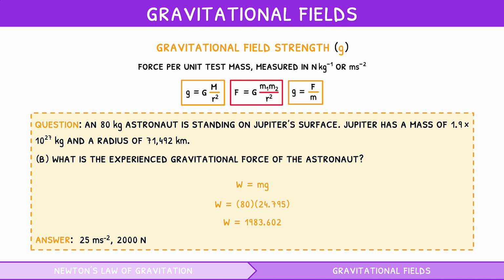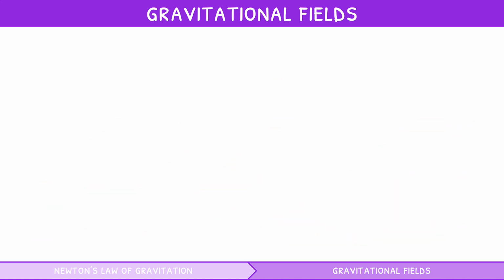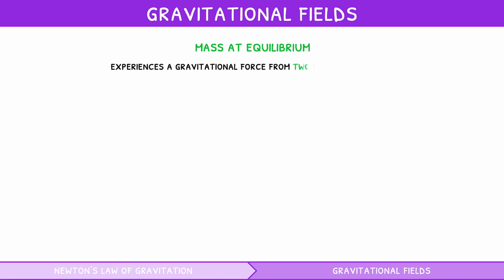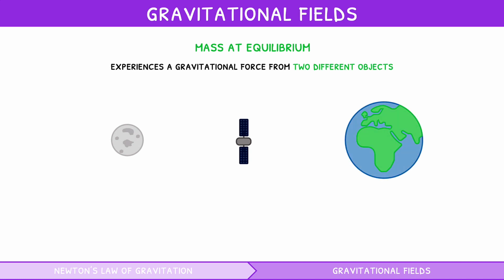Now you know how to calculate the experienced and exerted gravitational field strength. But what happens when a mass at equilibrium experiences a gravitational force from two different objects, such as a satellite between the Moon and Earth? This is a common scenario the IB expects you to be able to solve. Let's quickly discuss the situation.